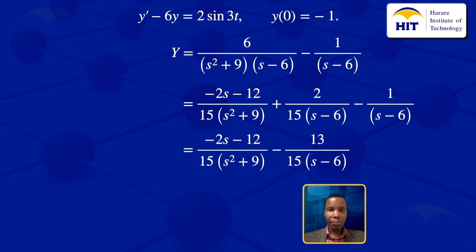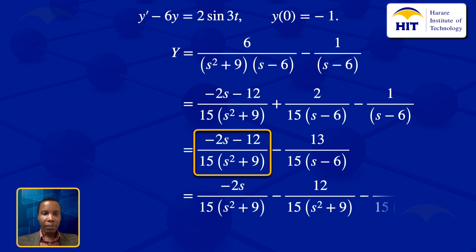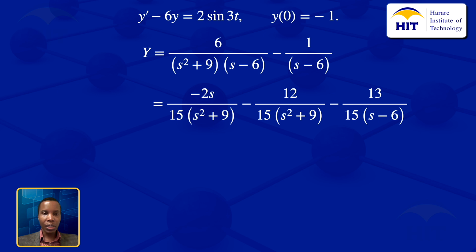So that's the expression that we have now. But if we look at this part here, we can just try to separate where we have the minus 2s and the minus 12, or write them separately, so that our fraction becomes minus 2s divided by 15 over s squared plus 9, minus 12 divided by 15 times s squared plus 9, minus 13 divided by 15 times s minus 6. So that's the expression for y that we now have.